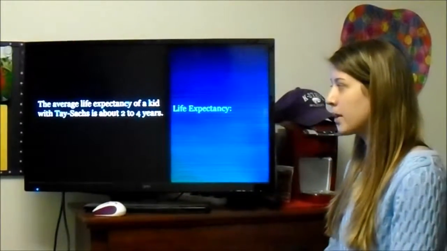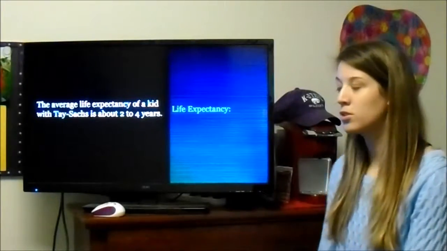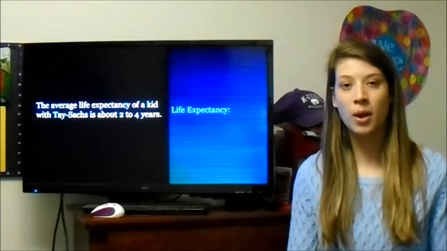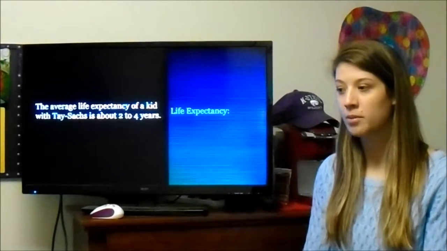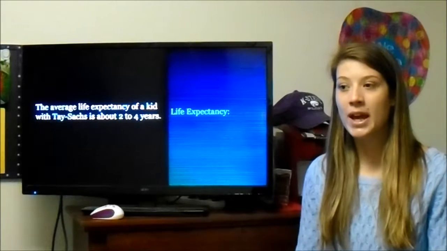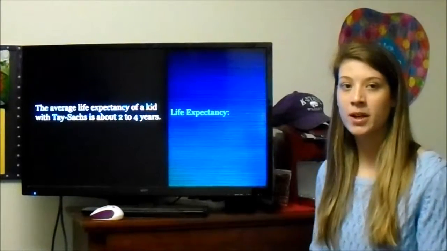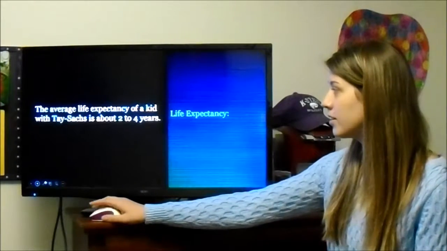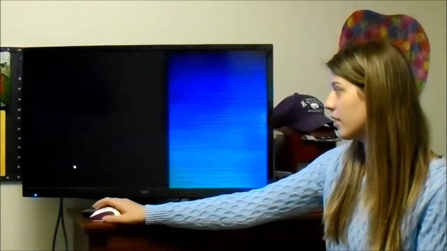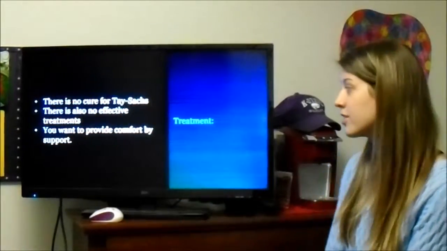The average life expectancy of a kid with Tay Sachs is about 2 to 4 years. This is because there's such rapid deterioration from Tay Sachs that the body cannot handle the lack of the enzyme, and so it cannot regain any of it. So Tay Sachs is unfortunately a fatal disease.